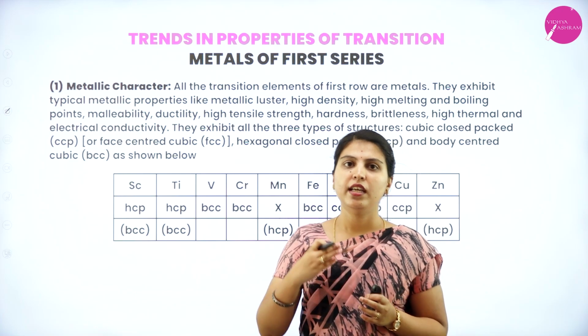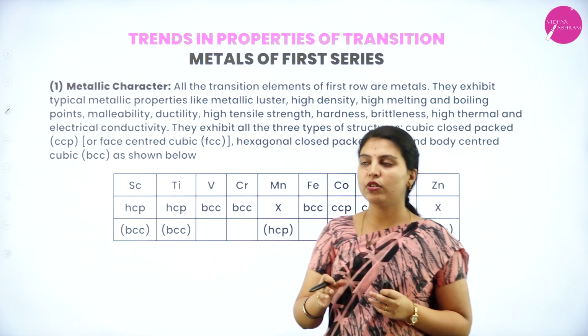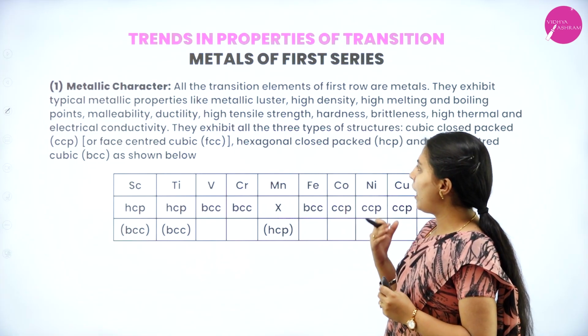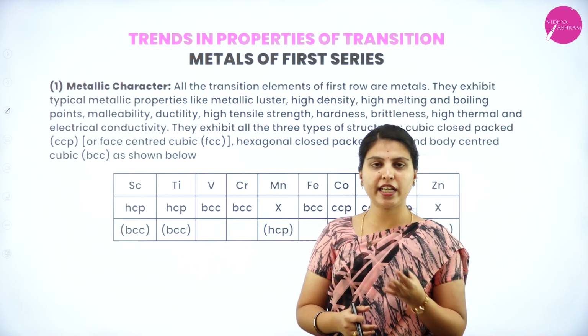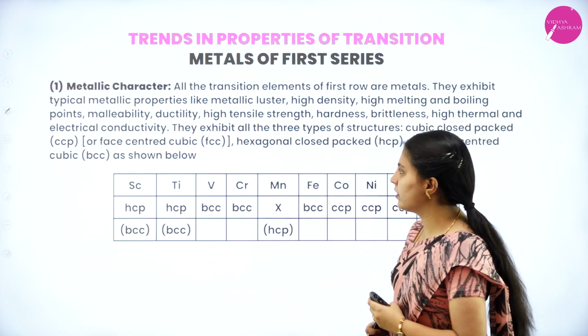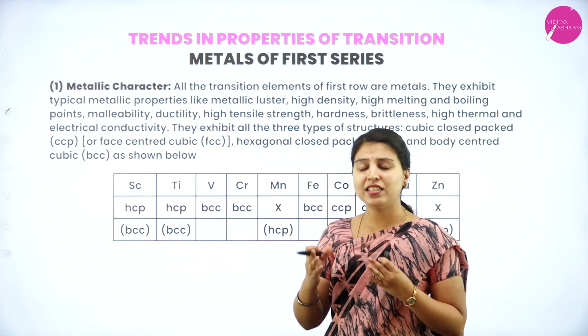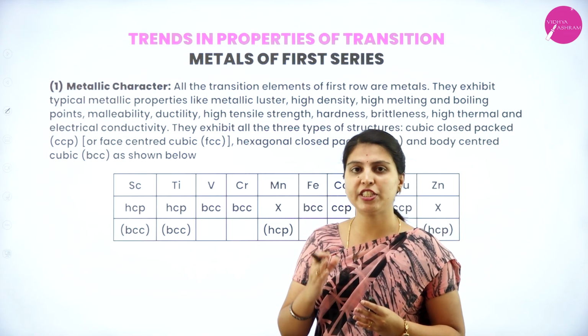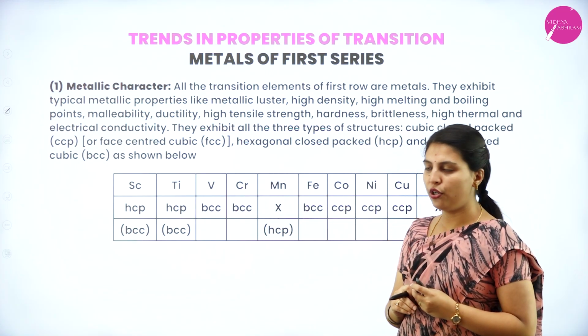Ductility means that metals can be drawn into thin wire-like structures. So those are malleability and ductility, high tensile strength, brittleness, hardness, and electrical conductivity: metals can conduct electricity, and thermally also they can conduct. These are the general properties of metals, and they can be expected from the first transition series also.